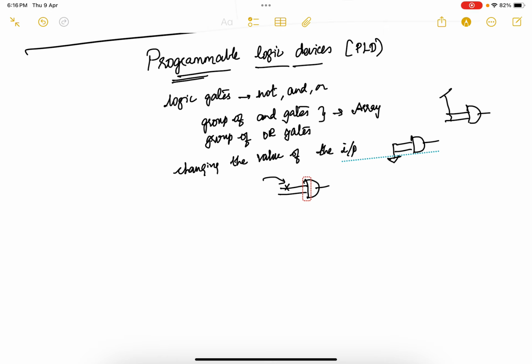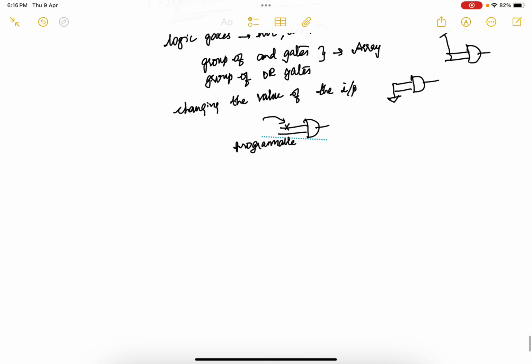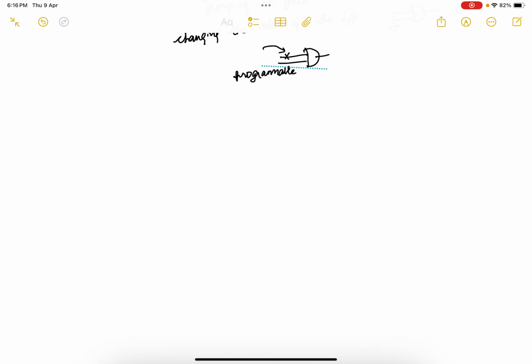Generally we denote a programmed connection by a cross mark. Sometimes it is called a fuse, or programmable. So in an array of AND gates or OR gates, if I am able to program, then that is called a programmable logic device, PLD. In PLDs, there are three types: PROM, PLA, and PAL.